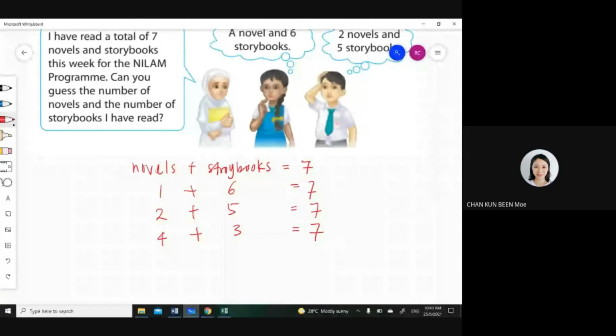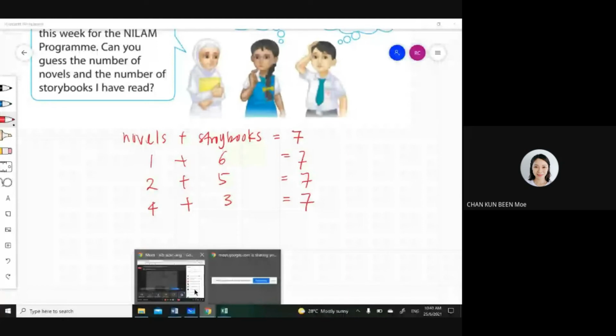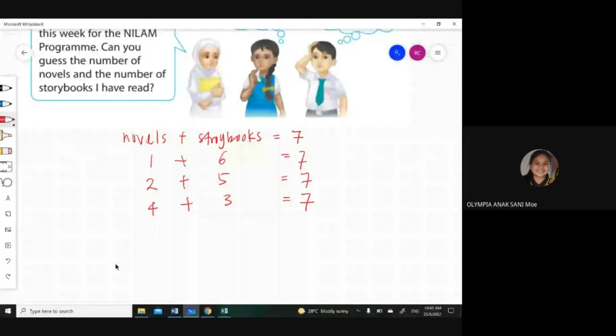The rest, can you give me other combinations? Any other? There are a lot. Who else? I give marks now. Who wants to give me an answer? I give you points. 3 novels and how many storybooks? 4.